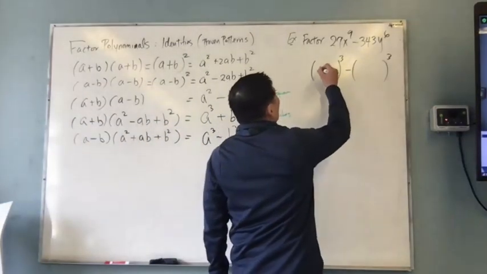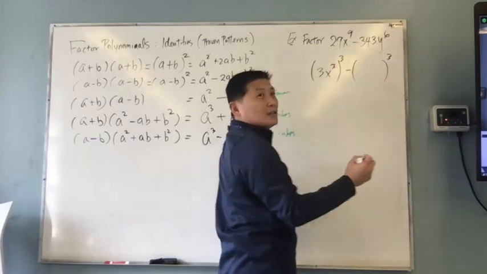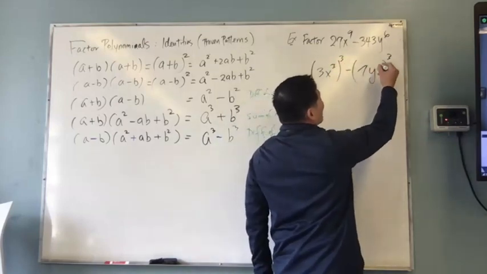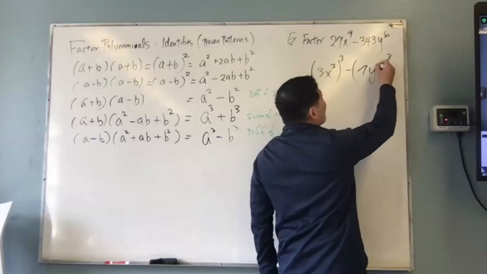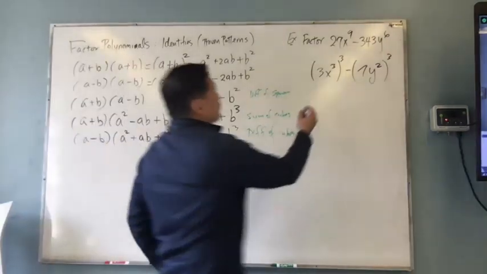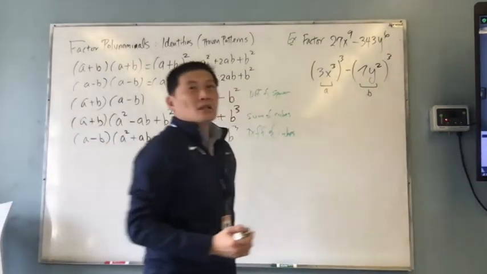All right. So 3x to the 3rd power, 7y to the second power, y squared, yeah. Okay, so this is my A, this is my B.